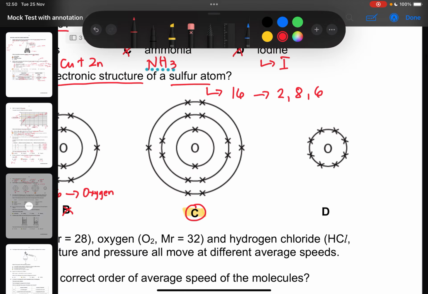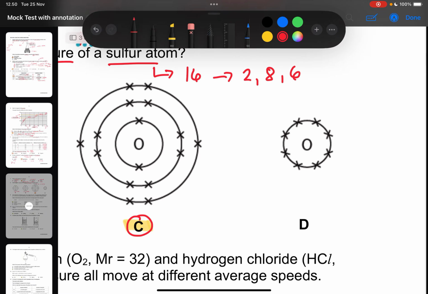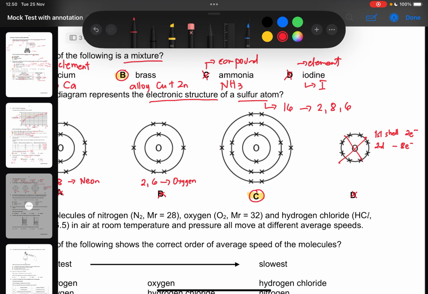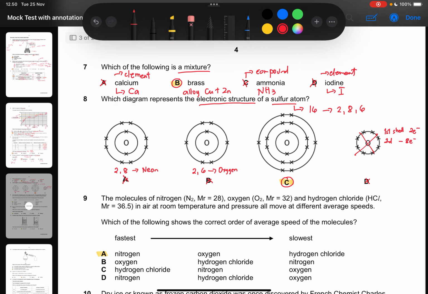And the last one, element D. Element D is not possible. It's not a correct configuration because, as we all know, the first shell needs to have a maximum of 2 electrons, and only the second shell and the next shell will have 8 electrons. So element D is not a correct electronic structure.